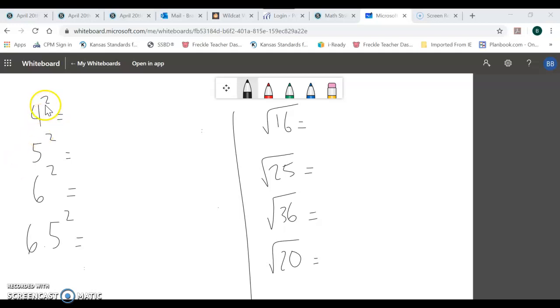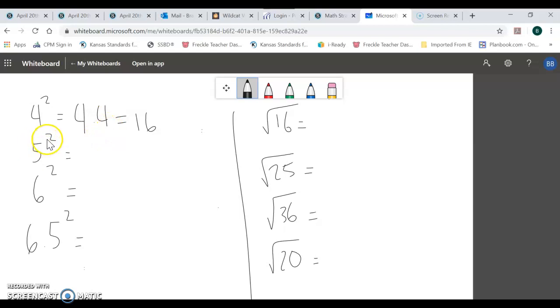So I have 4 squared. I'm going to see 4 2 times. So 4 and 4 again. A little better equal sign here. A little neater. Okay, so I have 4 2 times. 4 times 4. That's 16.